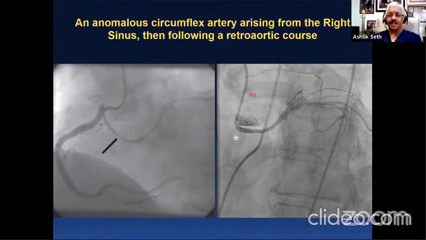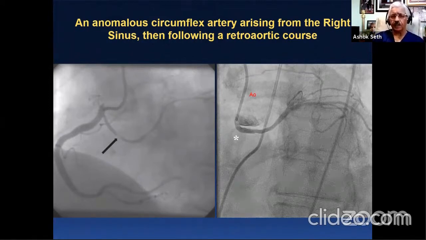But the only telltale sign, therefore, is that you don't see a circumflex. And that can also happen if the circumflex has a second orifice, a separate orifice from the left coronary sinus. But then you have to take aortic root shots towards the left main, seeing whether there's a separate circumflex, and then aortic root shots towards the RCA in an LAO cranial projection to see whether you see a stump of that anomalous circumflex.